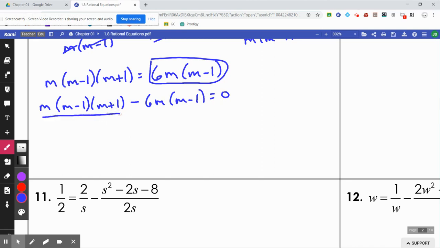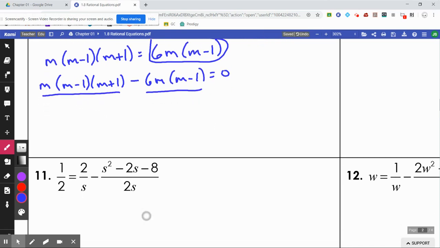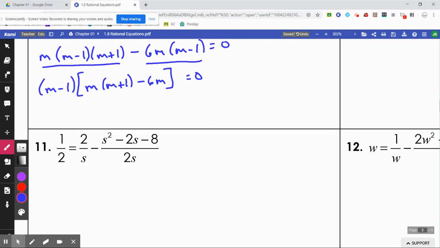Okay, you now have two terms, and if you remember factoring by grouping, both of these terms have an m minus 1, and to save you from having to multiply all this out, I would pull out an m minus 1. You're left with an m and an m plus 1 in the first one, and a negative 6m in the second term, and that's equal to 0. And that's just going to make things a little bit easier because now I can clean this up.